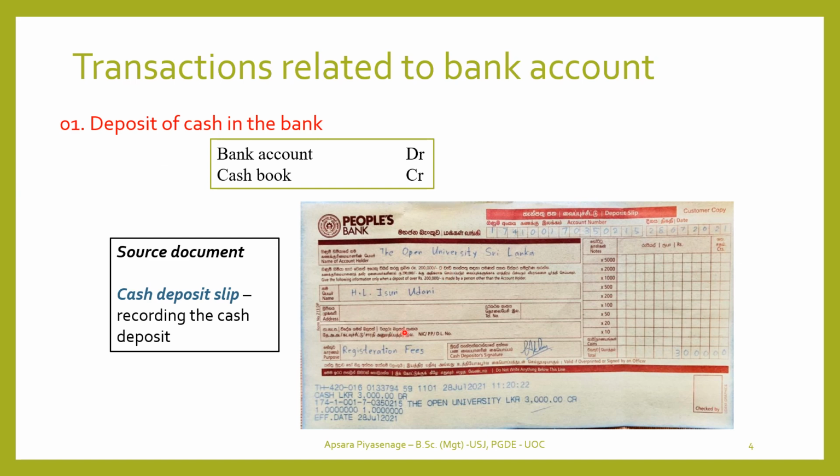Here I have given an example, a People's Bank cash deposit slip. Here you have to write the bank account number, the account holder's name, why you are depositing money, and the signature of the depositor, and here you have to write the amount. And it comes with two slips, a bank copy and a customer copy.